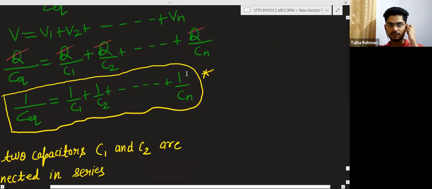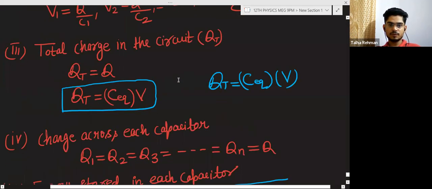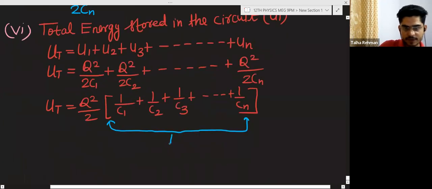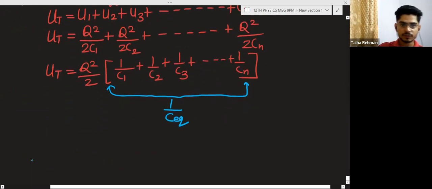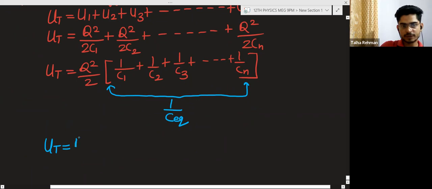So here you can see that 1/C equivalent is equal to 1/C1 plus 1/C2, like this. So instead of this, I can write 1/C equivalent. So U total is equal to Q square by 2 C equivalent. Yeah, very good. C equivalent.